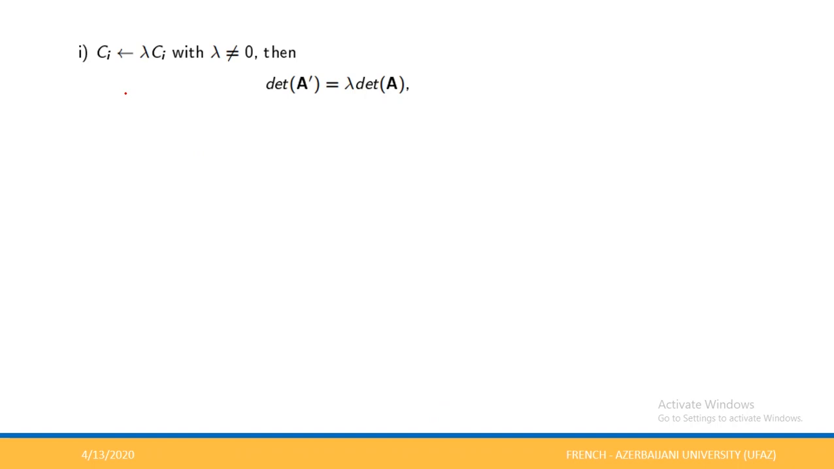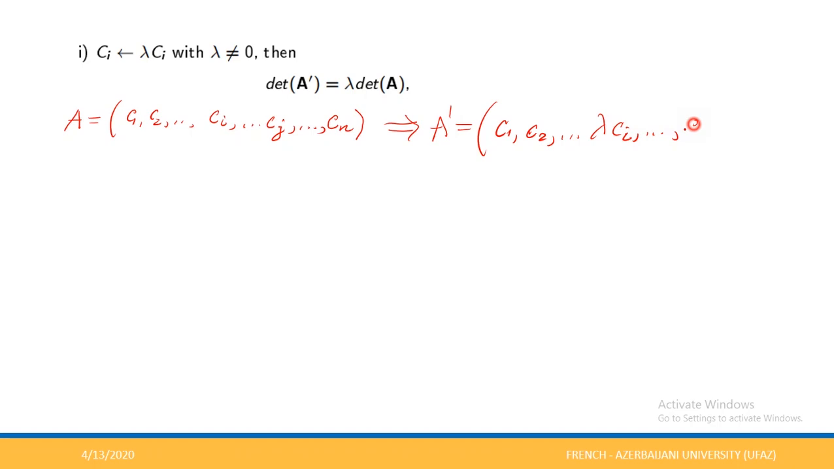Let me prove the first one. For the matrix A, I will use this notation. A is C1, C2, Ci, Cj, Cn. If we use this elementary operation over the ith column, then our new matrix will be this. A prime is C1, C2, lambda Ci, Cj, Cn. Okay, let's find the determinant of A prime.